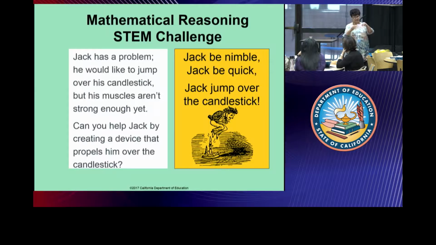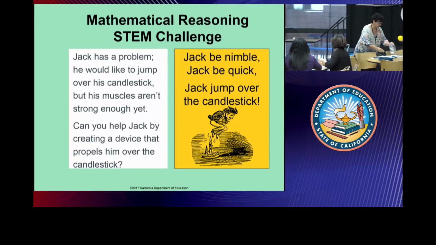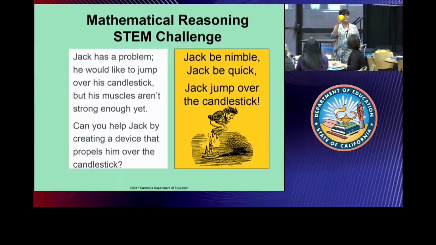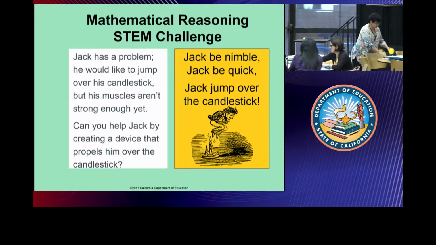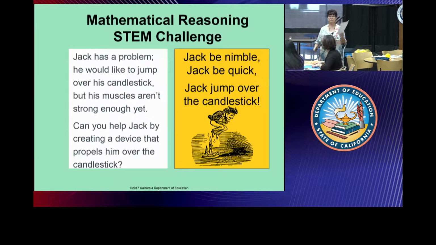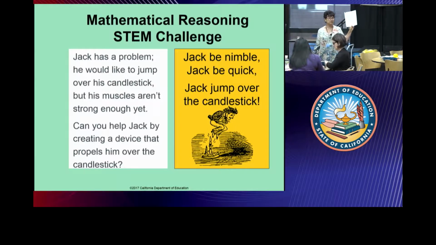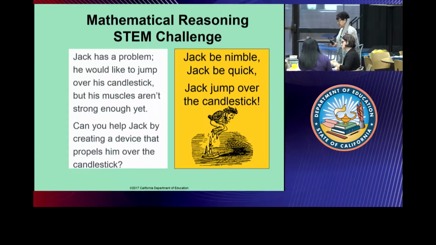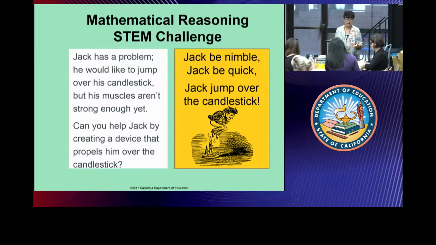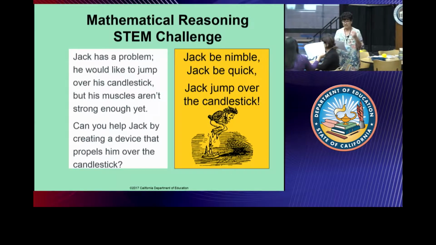So you have these bags on your tables, and you're going to develop a little device to help him safely. But this is the candlestick. That's why you have a candlestick at your table. And I want you to take out resource number 1. Let's go over resource number 1 before we do anything else. Take out your resource number 1. And on your resource number 1, it states the problem. This is what's happening with Jack. He forgot to do his exercises, but he needs help.